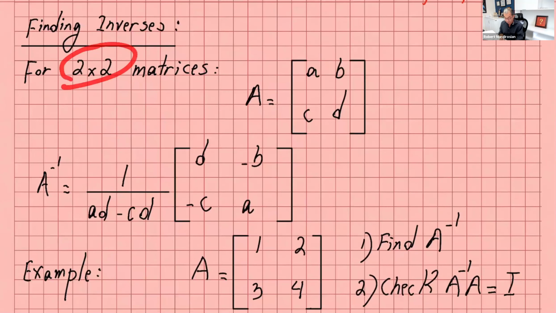Finding the inverse of a 2 by 2 is pretty straightforward. There's a technique to find the inverse of a 2 by 2 matrix. Let's see, if A is A, B, C, D, then the inverse is 1 over AD minus BC times the matrix where you switch the places of A and D, and change the signs of C and B.